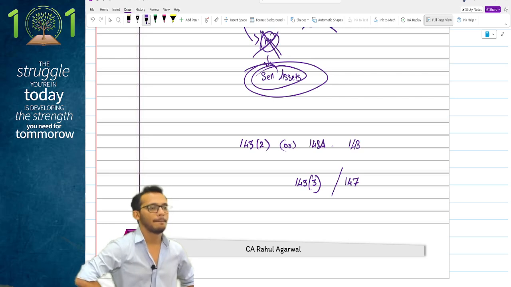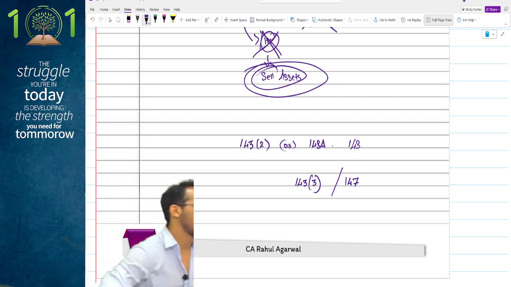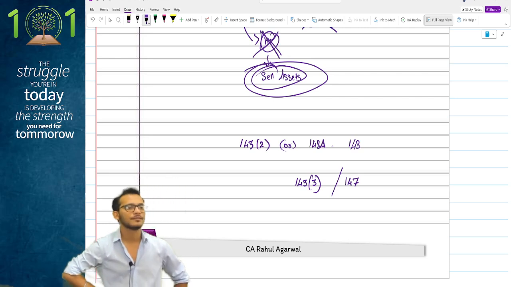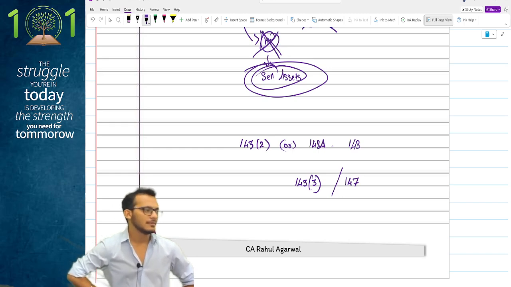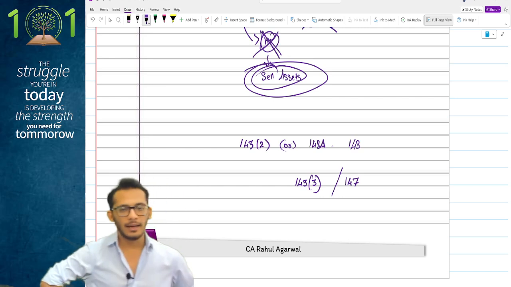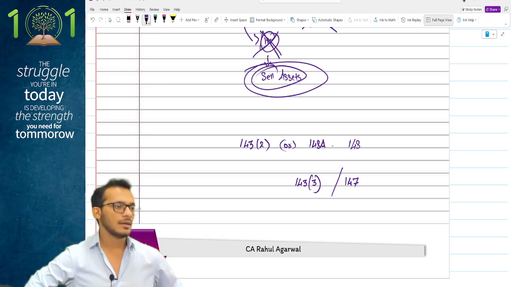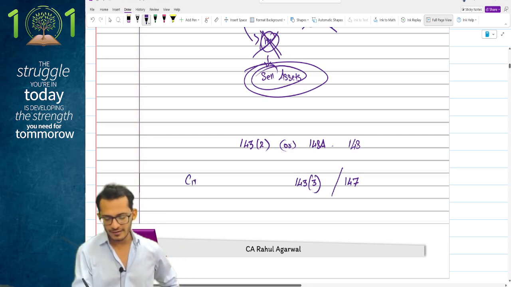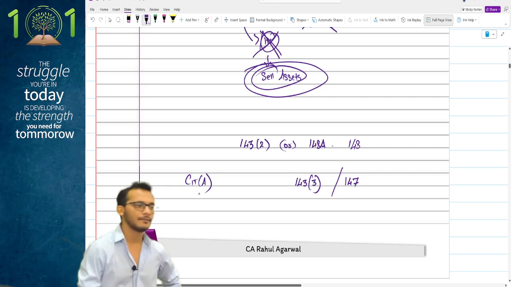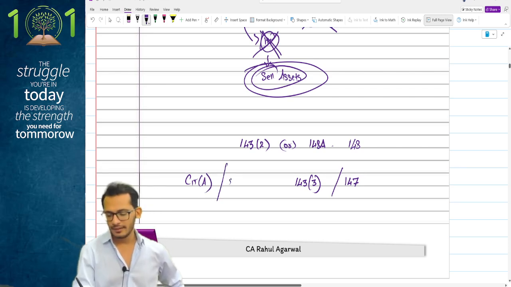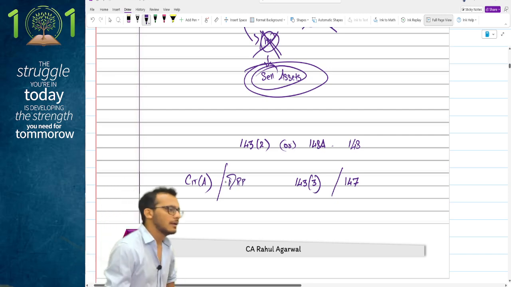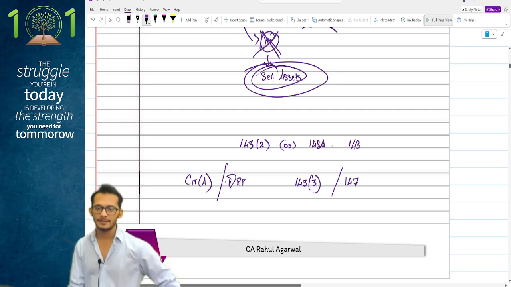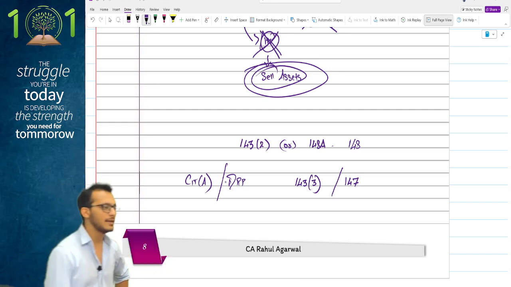Step number 22. What to do? File appeal before CIT (A) or DRP. Next, 23.